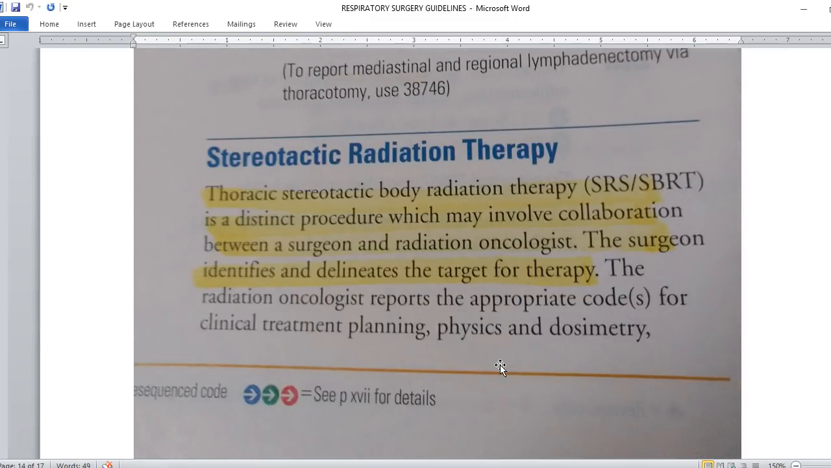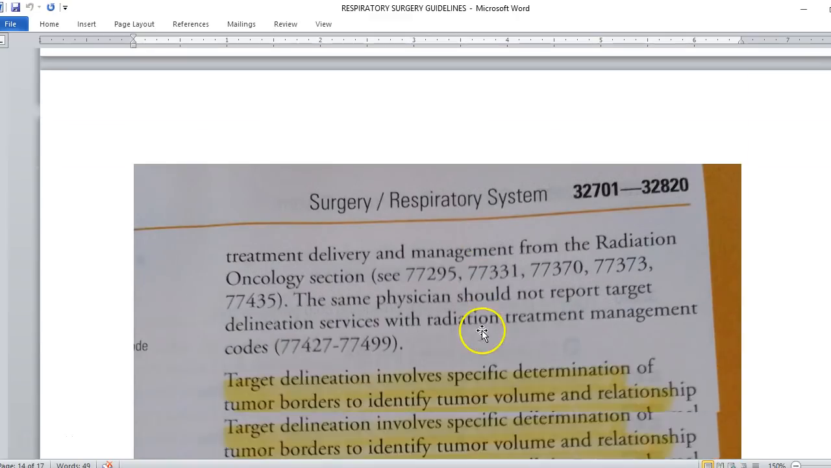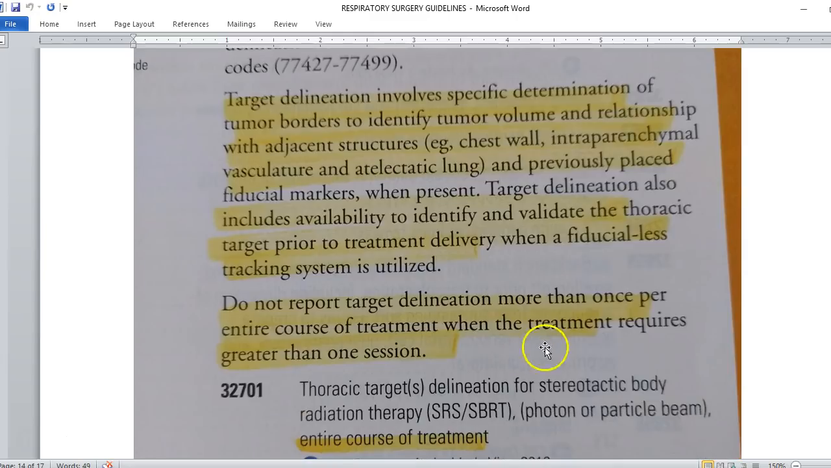Then we get to what we call the thoracic stereotactic body radiation therapy, which is SRS SBRT. Now, again, as it tells us, it is a distinct procedure which may involve collaboration between surgeon and radiation oncologist. The surgeon identifies and delineates target for therapy, and the radiation oncologist reports the appropriate codes for clinical treatment planning, physics, and dosimetry. So this is for the surgeon to say, hey, these are the areas that we want you to treat. And as we see these codes, it goes on to tell us.